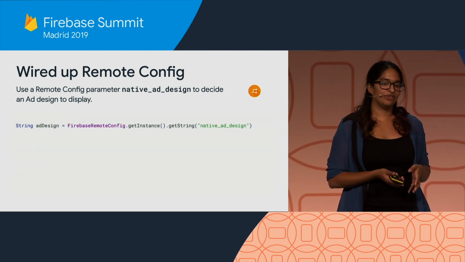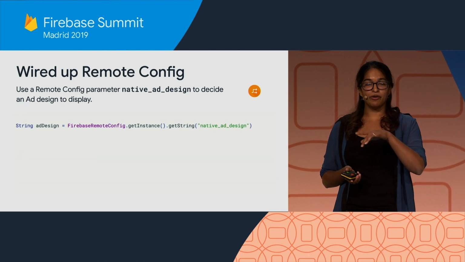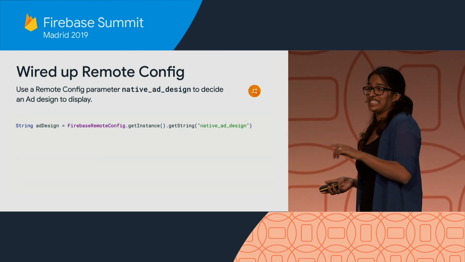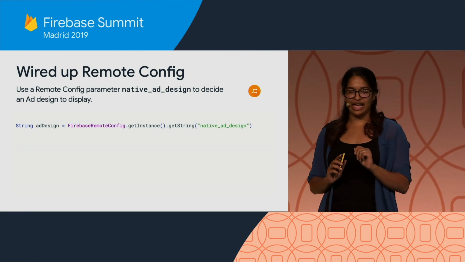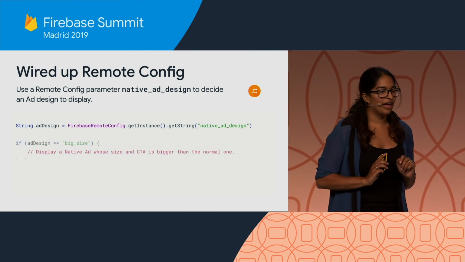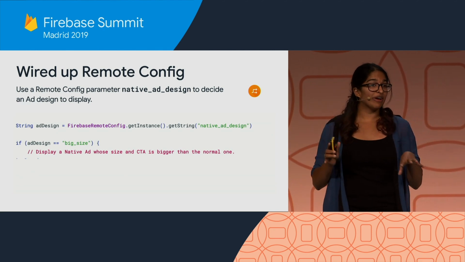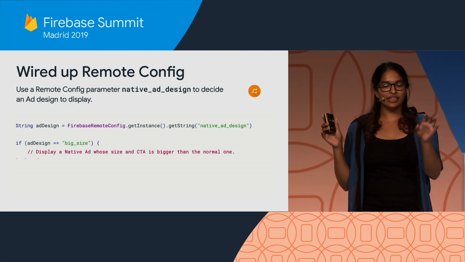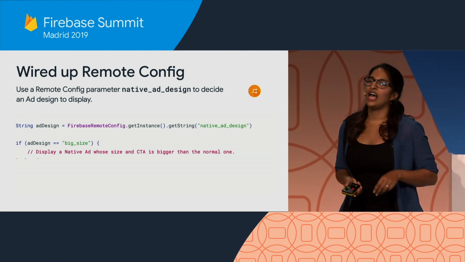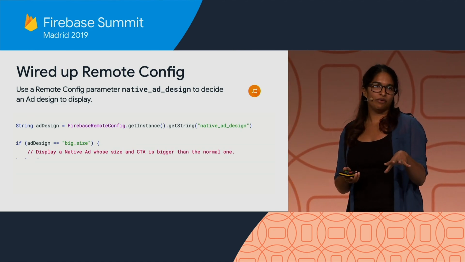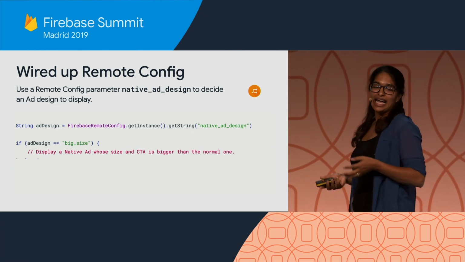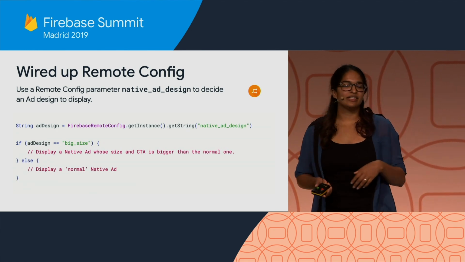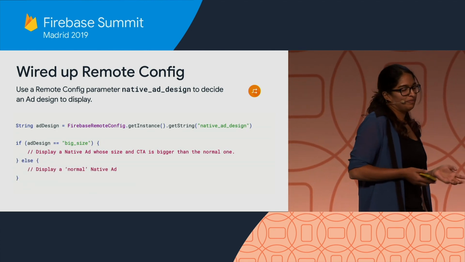So first what you have to do is go to remote config programmatically and get the parameter that you care about. In this case, native ad design. Once you've gotten that from the server, you'll actually start gating your logic in your app based on the value in that parameter. So in this case, if the ad design equals big size, we want to display a native ad where the size and the call to action are bigger than the normal one. And in the else case, we want to display the normal native ad.